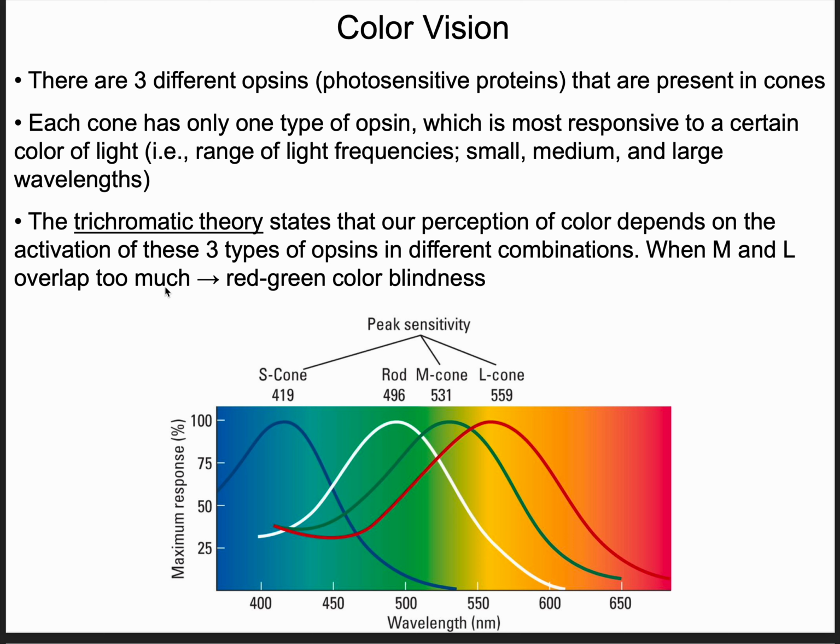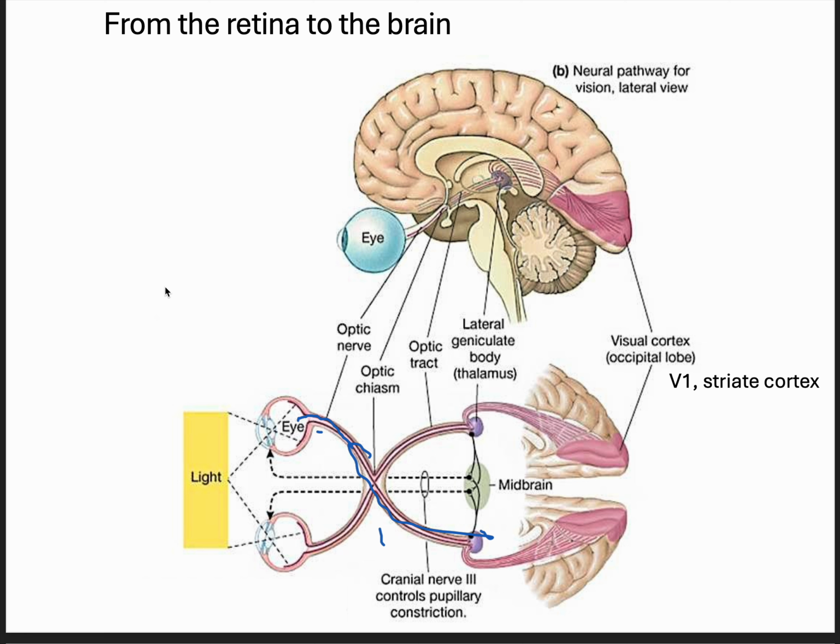From the retina to the brain: the neural pathway for vision, lateral view. Eye, optic nerve, optic chiasm, optic tract, lateral geniculate body of the thalamus, visual cortex, V1, striate cortex. Light also reaches the midbrain via cranial nerve 3, which controls pupillary constriction.